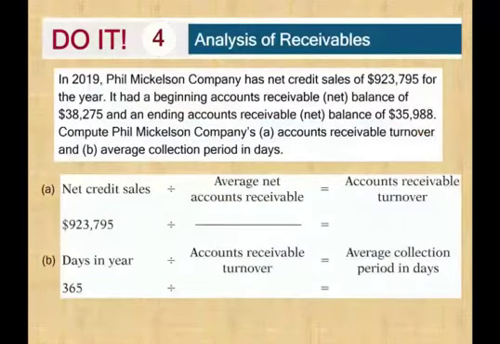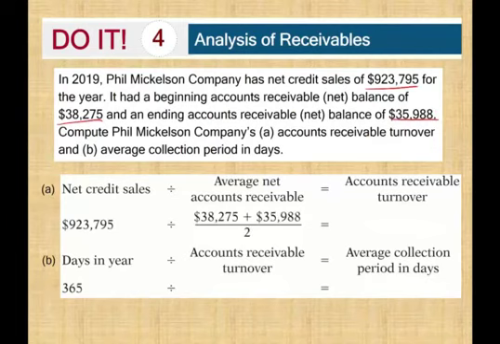So let's take a look at this example. In 2019, Phil Mickelson had credit sales of $923,795. It has a beginning receivable of $38,000 and an ending of 35, almost 36. Compute the accounts receivable turnover. Well, if we take the figures and compute them, the accounts receivable turnover is 24 times. Wow, that's way, way better than Cisco.